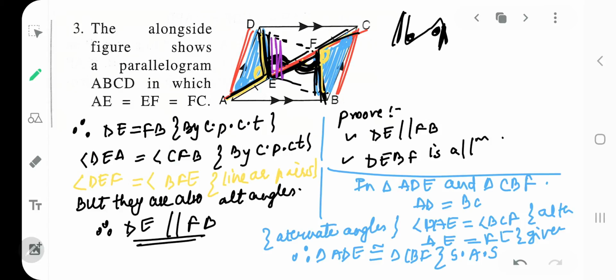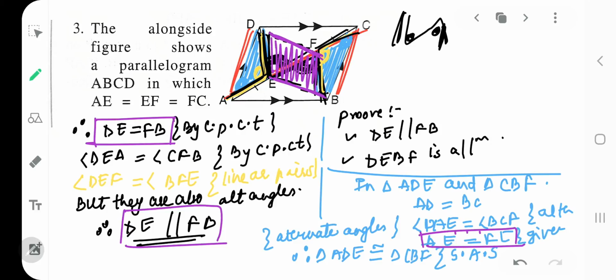Now you have to prove that this part D, E, B, F is a parallelogram. How to prove that this is a parallelogram? For a parallelogram, you have the condition that the opposite sides should be equal as well as parallel. You have proved both the conditions. Sorry, not this. You have already proved that DE is equal to FB, and here you have proved that DE is parallel to FB. So you got both the conditions. So hence we can say that DEFB is a parallelogram.